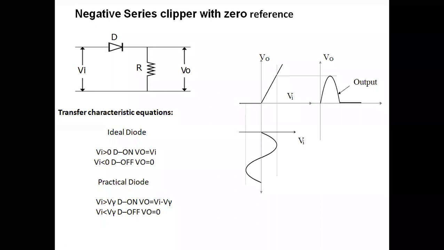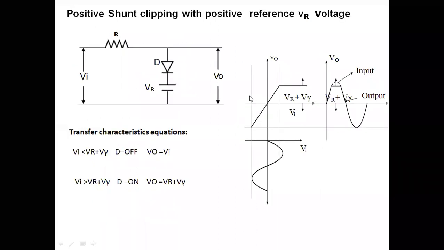You can go through the same concept. Positive series means this diode gets reverse biased, and this graph will be the negative cycle. In positive, you may have the constant. This is regarding the case without a reference voltage.